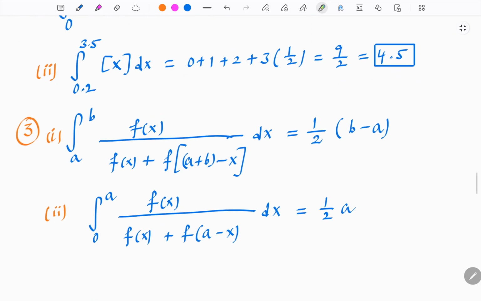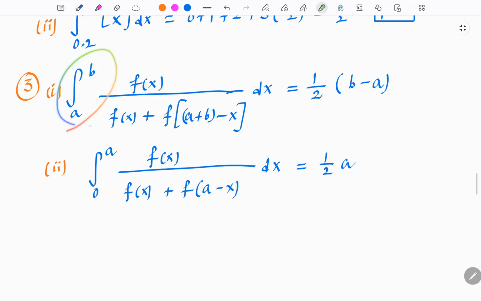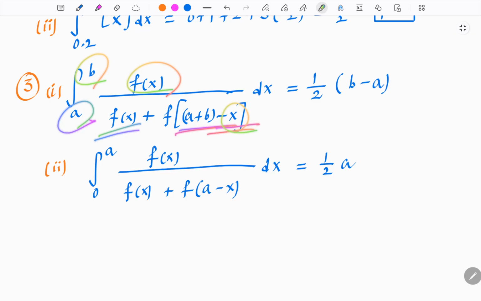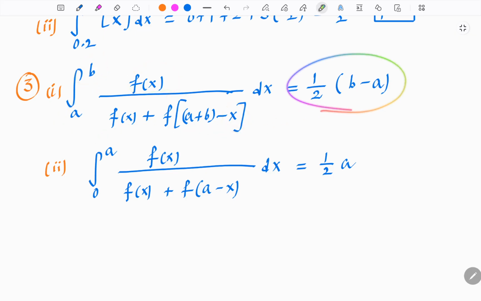Clear? Next, the third shortcut trick. If any integral from a to b of f of x, see what is a plus b? It is upper plus lower, minus the subtracting variable, then what is the answer? Half of b minus a. It is type 1.